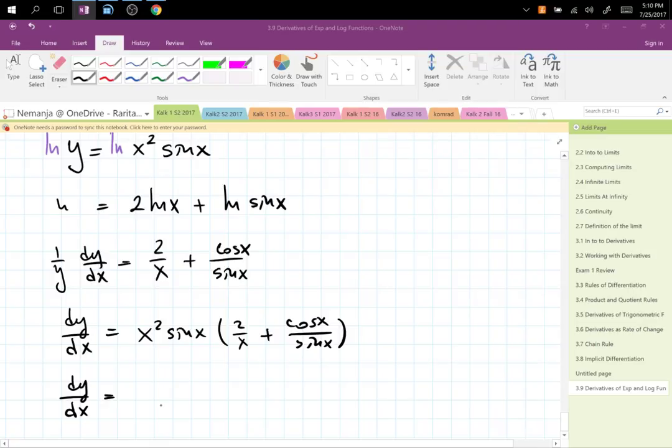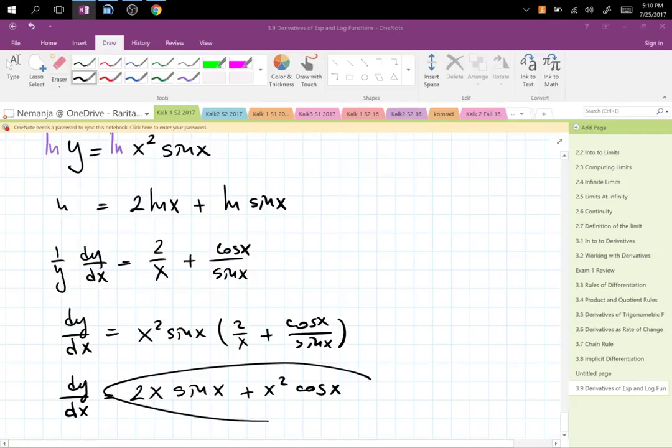Yes? I'm not sure, but isn't cosine x over sine x equal to cotangent? Yeah, but when I distribute now, it will cancel. 2x sine x, and when I distribute in the next one, it becomes plus x squared cosine x, which is exactly what you would get if you did the product rule. You would get this.